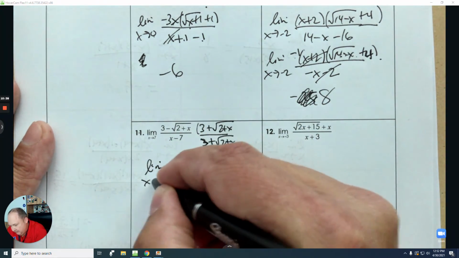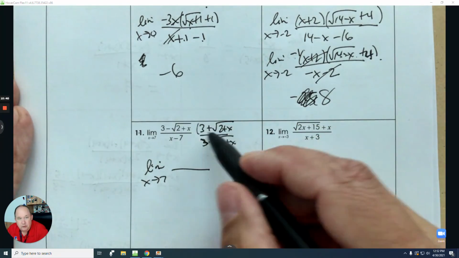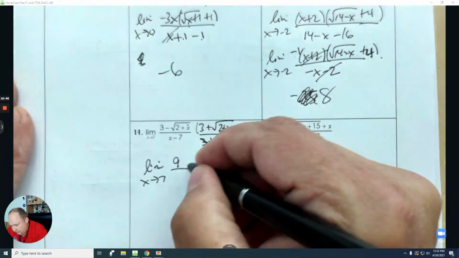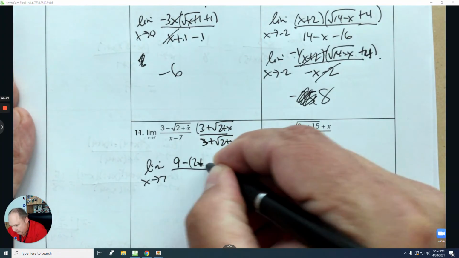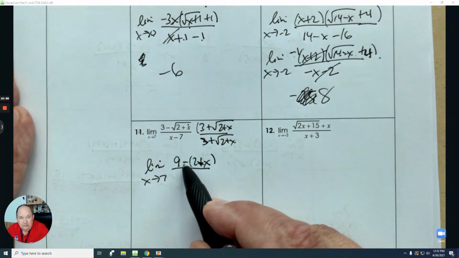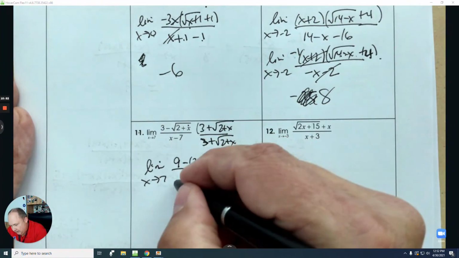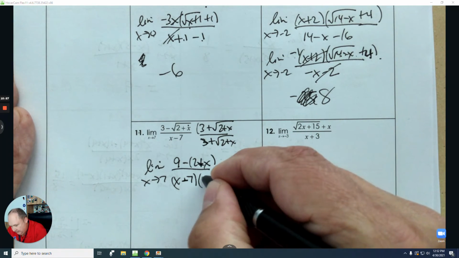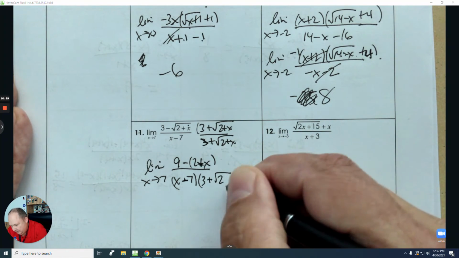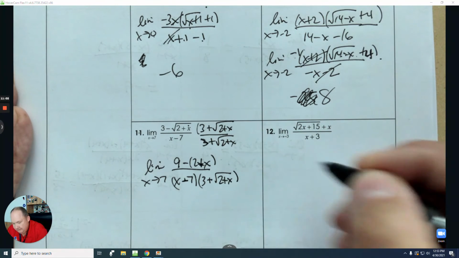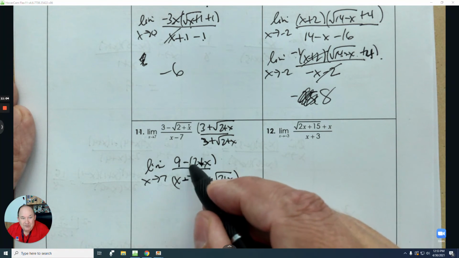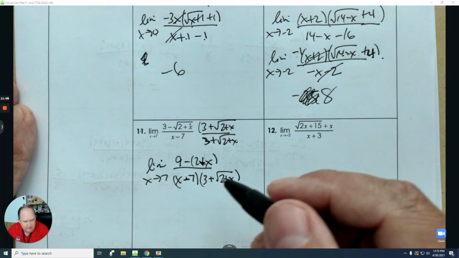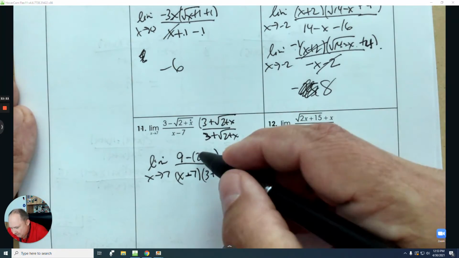We're going to write the limit as x approaches 7. The numerator, 3 times 3 is 9. And root 2x times root 2x is just 2x, 2 plus x. That minus sign belongs to both. The denominator is x minus 7 and 3 plus the square root of 2 plus x. 9 take away 2 is 7 plus x, right? 7, that belongs to both.